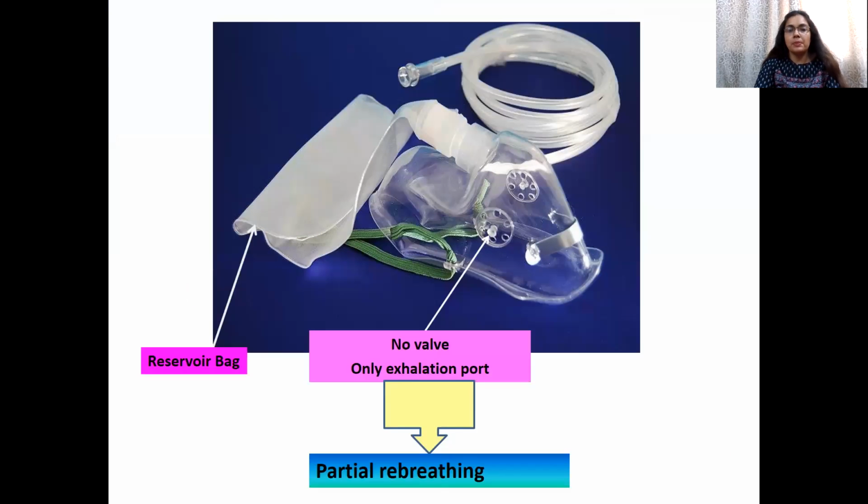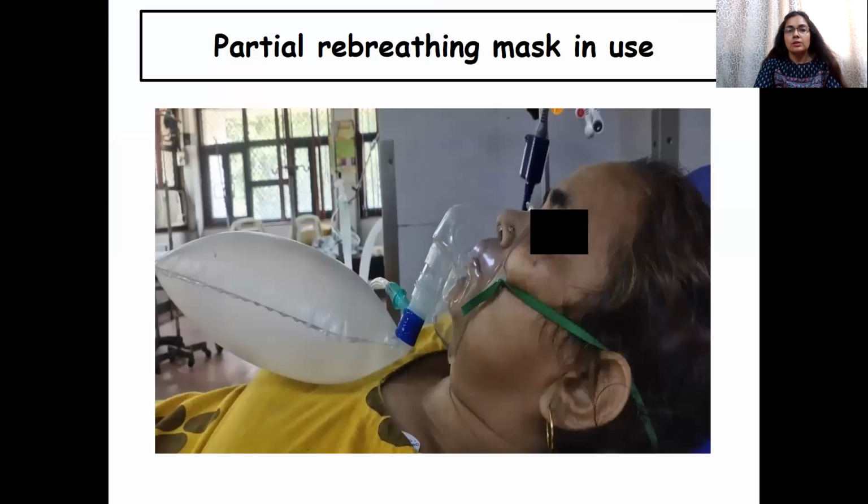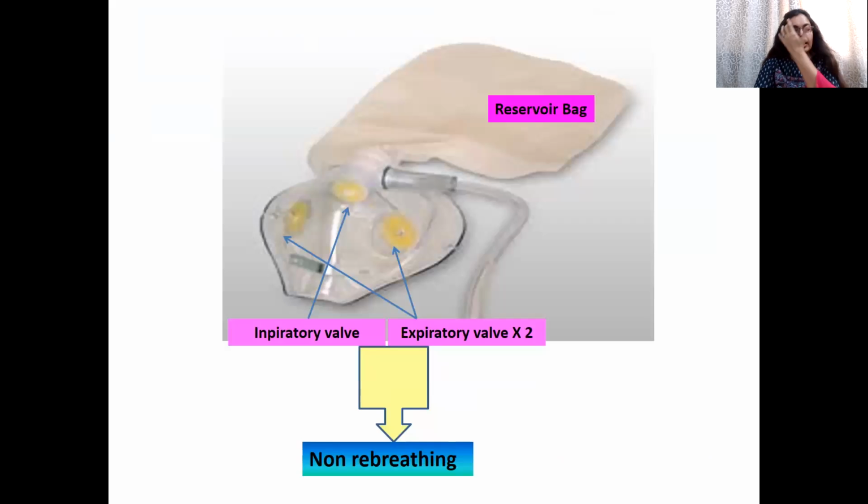So here in the partial rebreathing type, you see that there is a reservoir bag and there are no valves, and only an exhalation port. So this is partial rebreathing. When the patient is fitted with a partial rebreathing bag, the bag is inflated with oxygen because oxygen should be flown at a rate of between 10 to 15 liters per minute. And this is a non-rebreathing type of bag where you see there are expiratory valves over the exhalation ports, and there is an inspiratory valve between the mask and the reservoir bag.